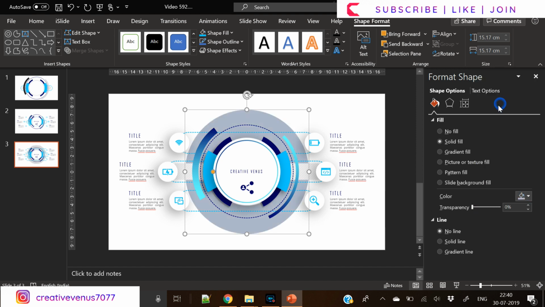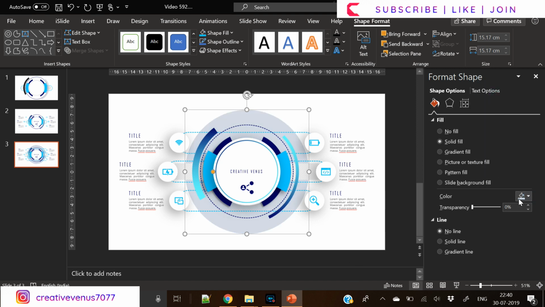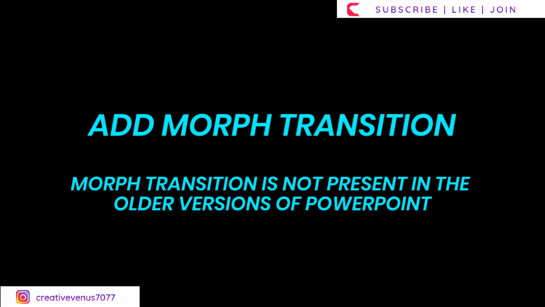So here you can try different things. You can also try to add pattern in this circle, but I am keeping only color. A light color will look good here. So now comes the morph transition part.